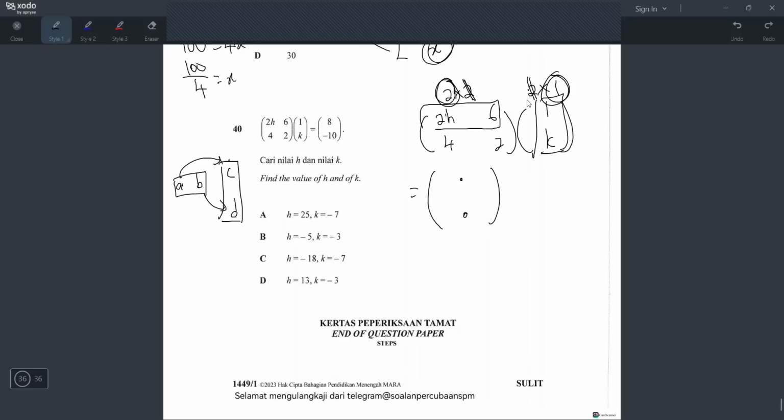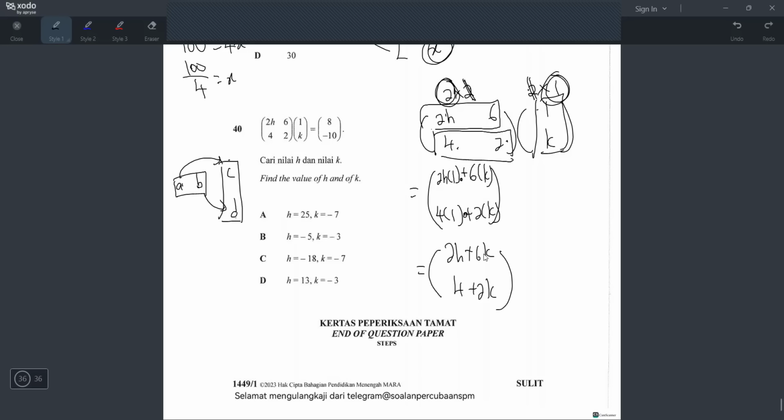It means 2h times 1. And then siapa yang kena times k? 6 yang kena times k. Right? And if there's nothing in between, just put a plus there. And then now we repeat the same process, but this time with the 4, 2, and the 1, k. So horizontal times vertical, 4 times 1, and then 2 times k, right? And then nothing in between means plus. So you will get something like 2h plus 6k, and then here you get 4 plus 2k, right?